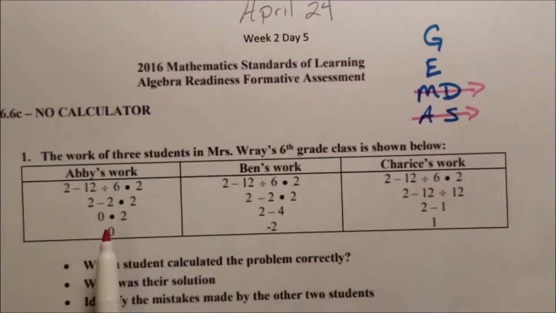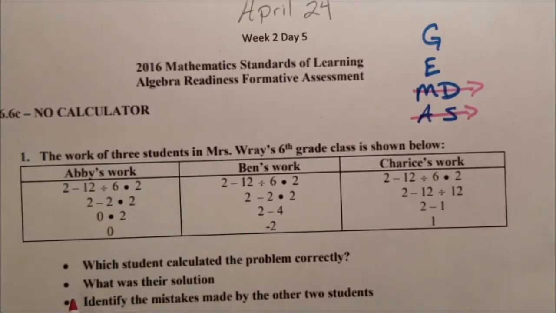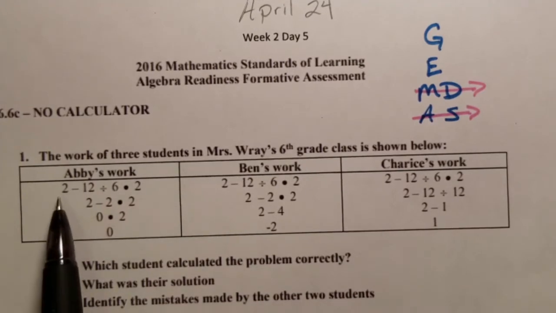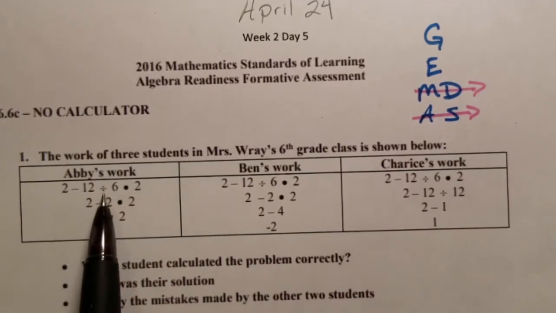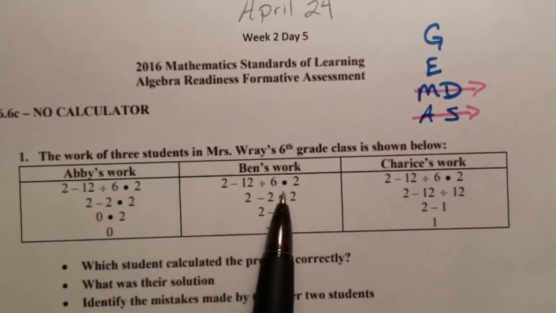So on number 1, it says that we have the work of 3 students in Mrs. Bray's 6th grade class is shown below. So Abby became a 0. Ben's work, he calculated to -2, and Sharice's got a 1. So the 3 things we're doing is which student calculated the problem correctly, what was their solution, and identify the mistakes made by the other 2 students. You'll notice that they all start the same problem, 2 minus 12 divided by 6 times 2. Same thing for Ben and same thing for Sharice.